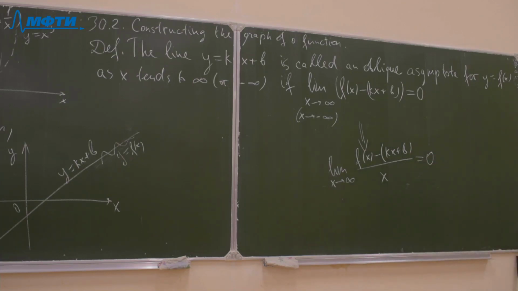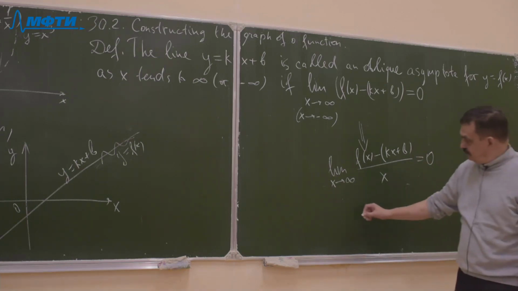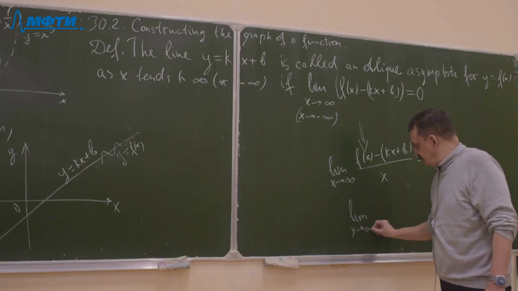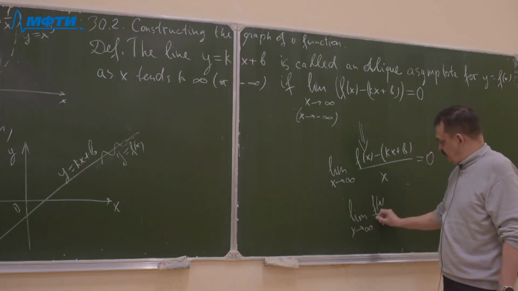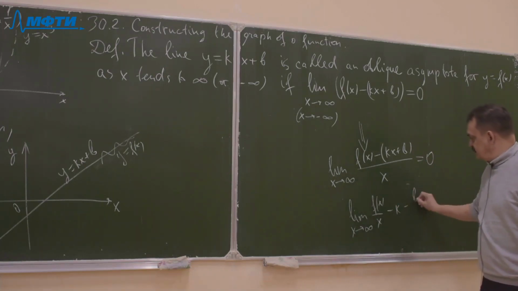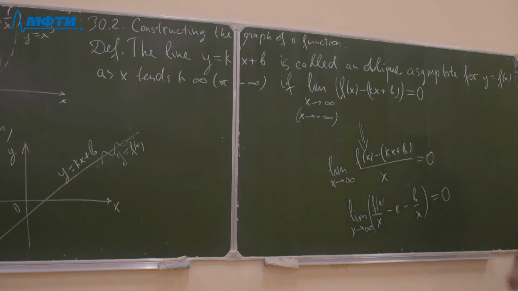Then, look, let me rewrite. So we have the limit as x tends to infinity of f of x over x minus k minus b over x equals 0, right? And we know this tends to 0, right? So it follows that the limit as x tends to infinity of f of x over x equals k, right?